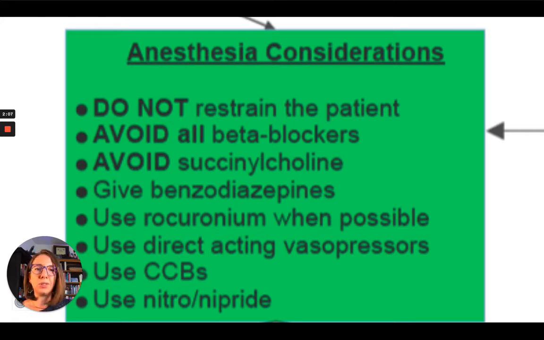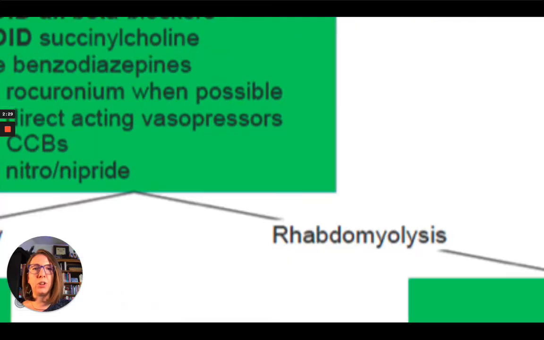And you can give benzodiazepines. They say up to 20 milligrams is possible if you're giving Versed. Use rocuronium to avoid succinylcholine. Use epinephrine, phenylephrine, these kinds of things for direct-acting vasopressors. You can use calcium channel blockers if you have a patient who's persistently tachycardic, and if they are still hypertensive, you can use nitro and nipride.